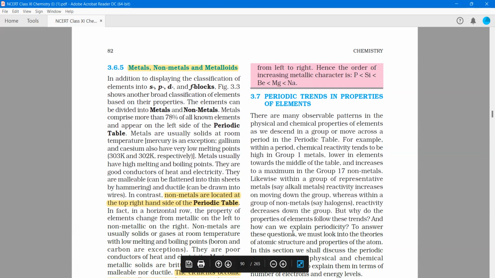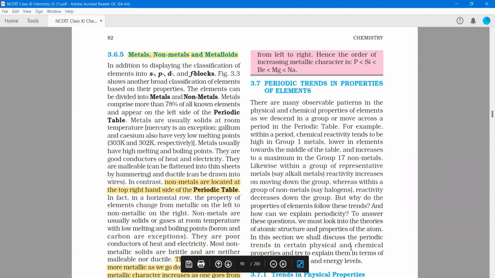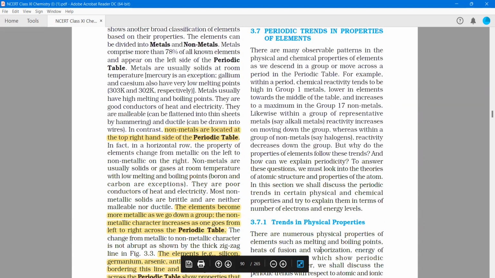Then why do the properties of elements follow these trends, and how can we explain the periodicity of such trends? To answer these questions, we must look into the theories of atomic structure and properties of the atoms. In this section, we shall discuss the periodic trends in certain chemical and physical properties and try to explain them in terms of number of electrons and energy levels. Every physical and chemical property you can explain in terms of the number of electrons and the energy levels in the particular atom, right?